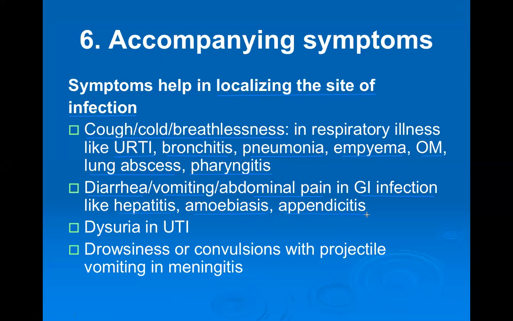Appendicitis is the inflammation of vermiform appendix, is a very important cause of abdominal pain in children, and there may be fever. But in appendicitis, fever is very low grade, and if high grade fever is there, that means appendix is already ruptured, and that ruptured appendix has already led to peritonitis. So this is a very serious condition now.